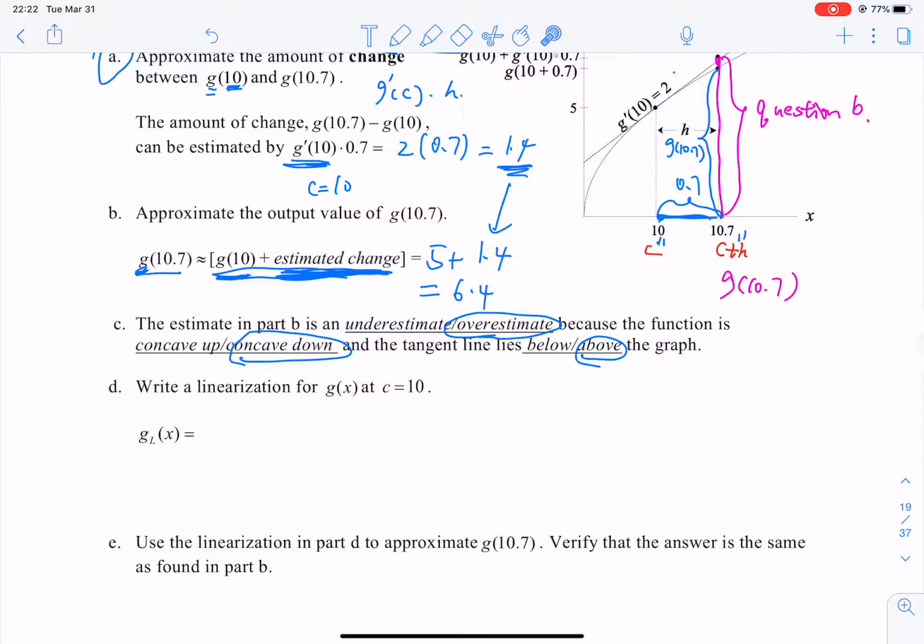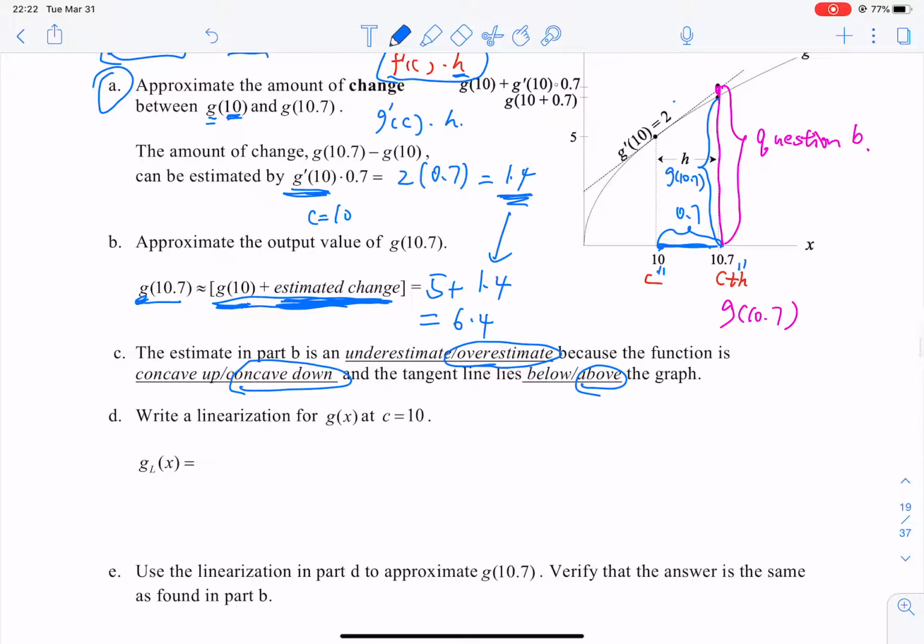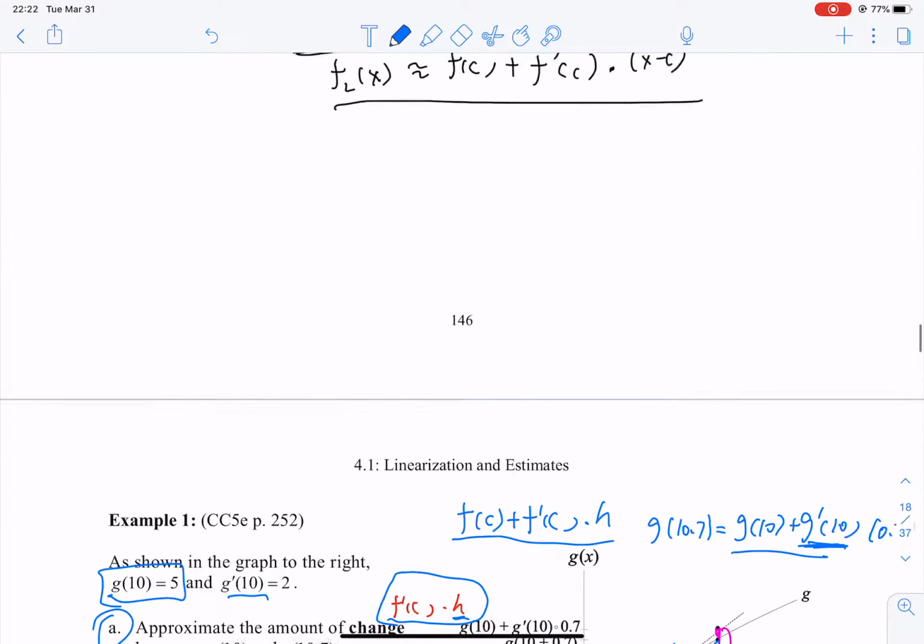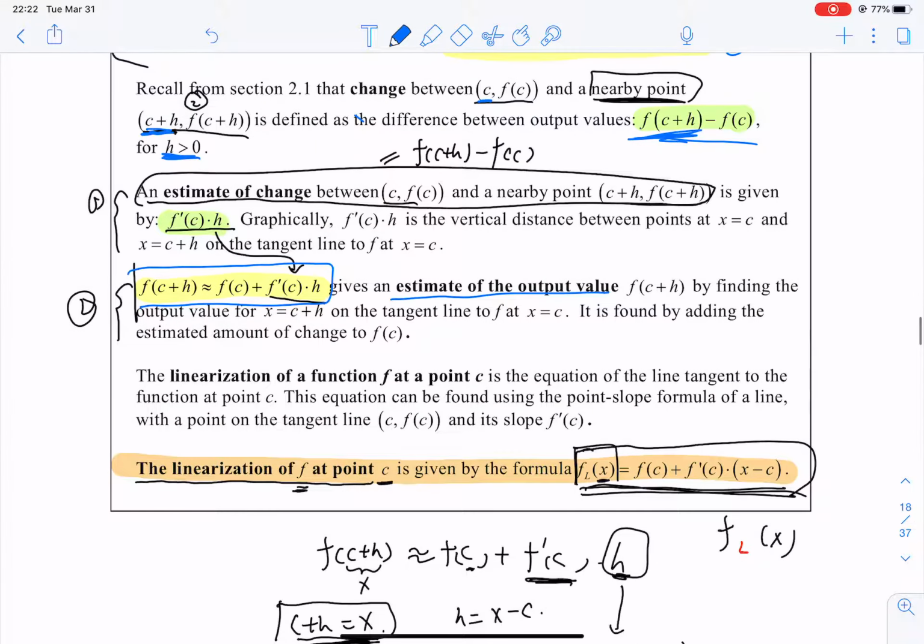Question D, write a linearization. Linearization is different from the... Actually, for this one, we have 3 formulas: the first formula, the second formula, and the linearization formula. The linearization formula is different.